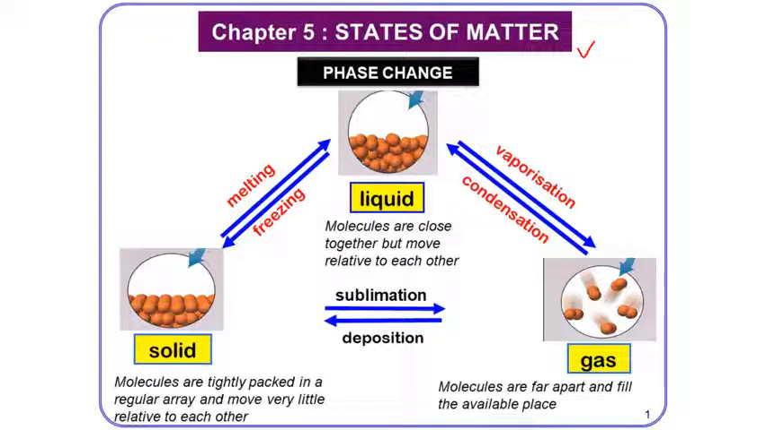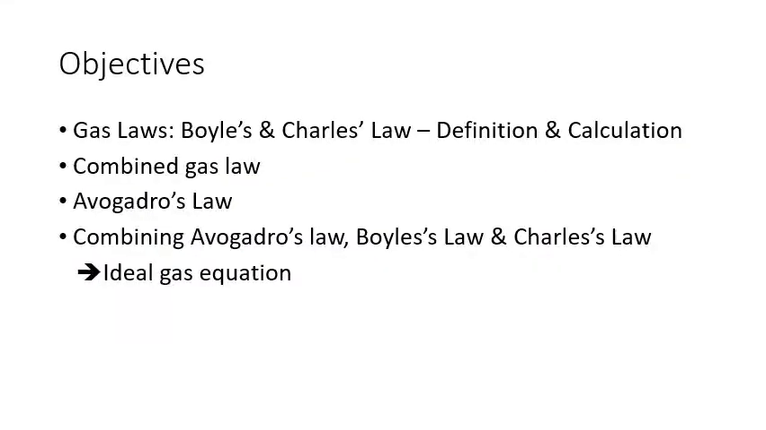In this chapter, we have 4 subtopics: 5.1 gas, 5.2 liquid, 5.3 solid, and 5.4 phase diagram. In this video, we are going to focus on the following objectives: Boyle's law and Charles' law, and then the combined gas law, Avogadro's law, and then combine Avogadro's, Boyle's, and also Charles' law to produce another equation which we know as the ideal gas equation.